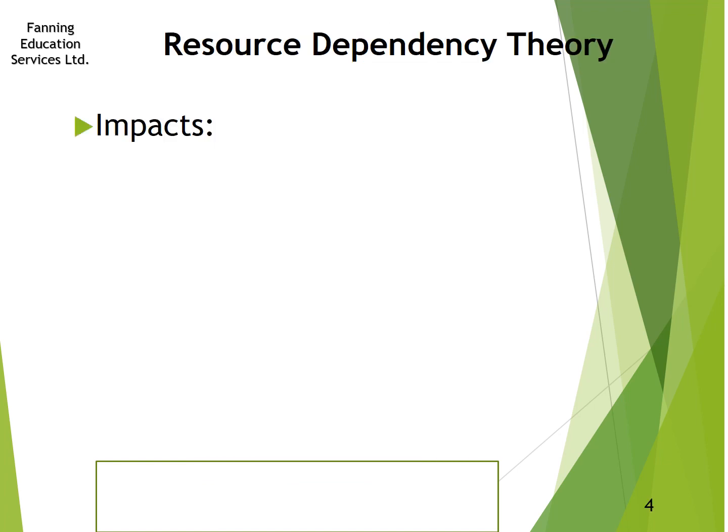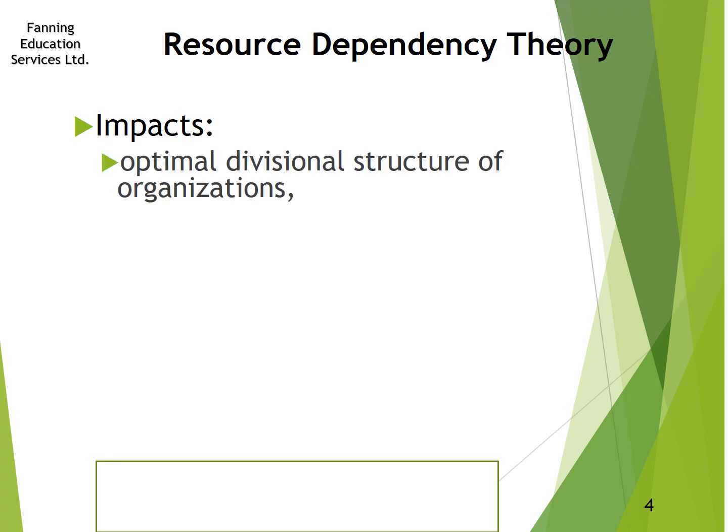So what is dependency theory itself? Well, it impacts on a number of things. It's the optimal divisional structure of the organizations. You should know that the reality is it looks at trying to get organizations to link together in a sort of external version of Chandler's M form, where different, completely separate organizations react and work together.